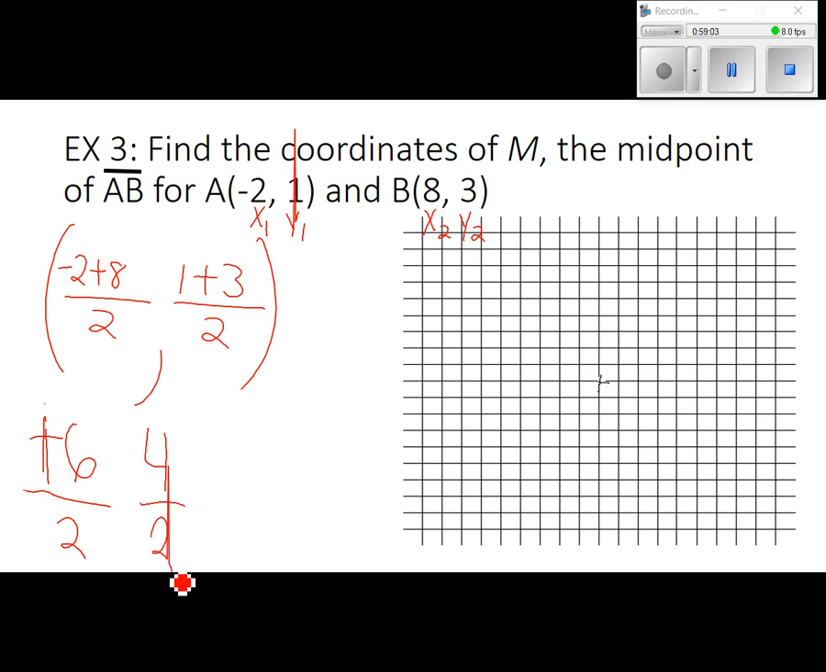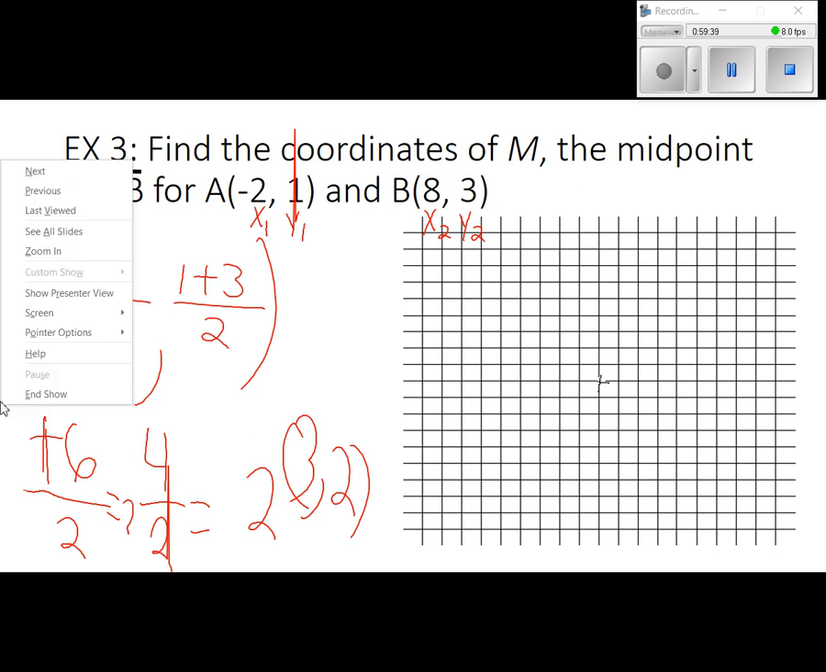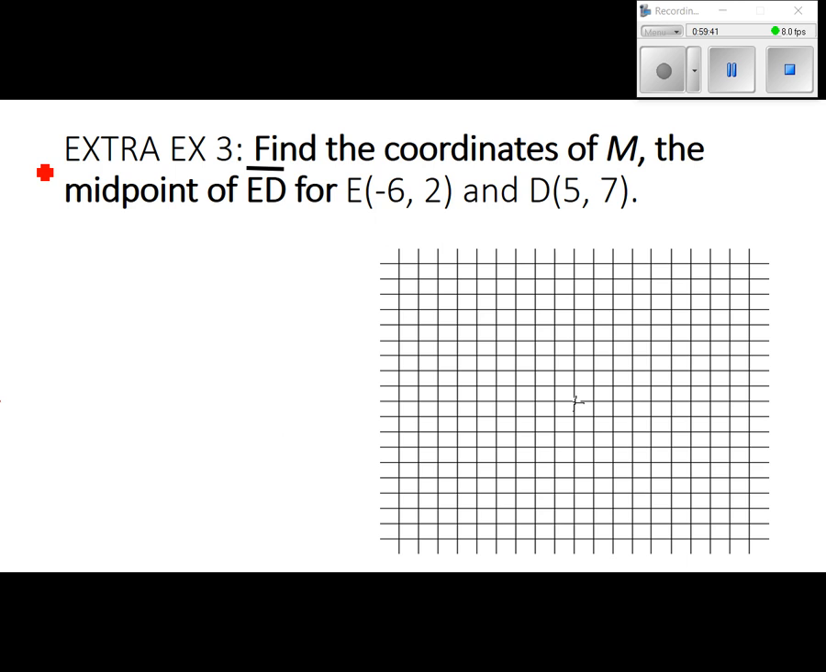That's one answer. 3 over 2 is the answer. How do I go to the next one? Click the button. Oh, that's it. Click one of the buttons. Good job.